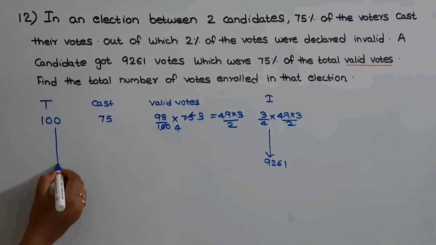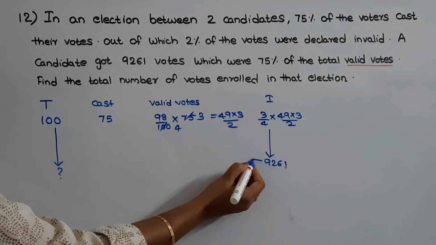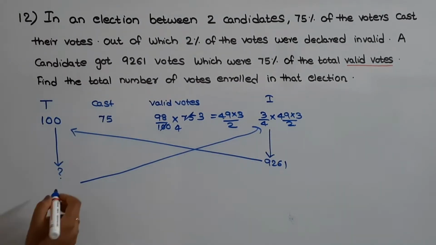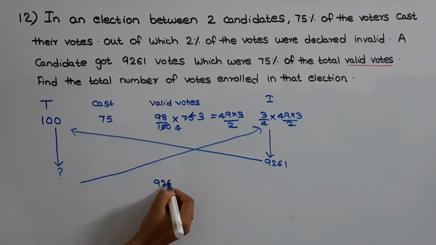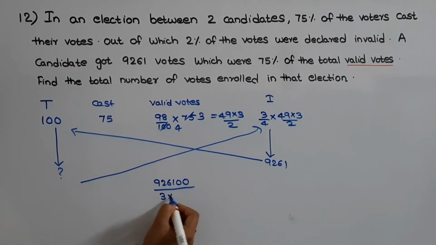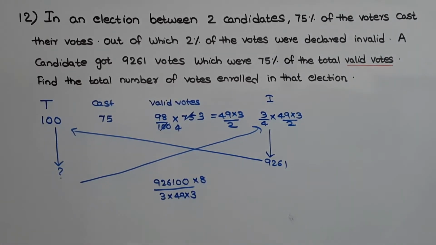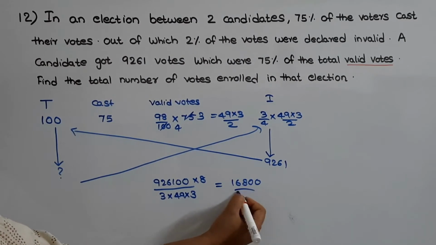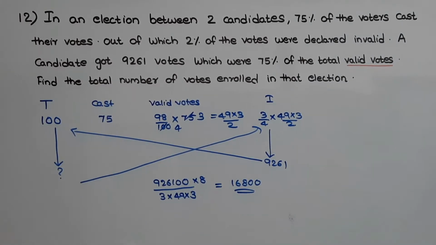So we need to find out the total number of votes enrolled. That is, we need to find out what is the value of this 100. This we can find out by cross multiplying. So the total number of votes enrolled will be equal to 100 into 9261, divided by this value, that is 3 into 49 into 3 into 8. On solving this you will get the answer as 16,800. So the total number of votes enrolled in that election will be 16,800.